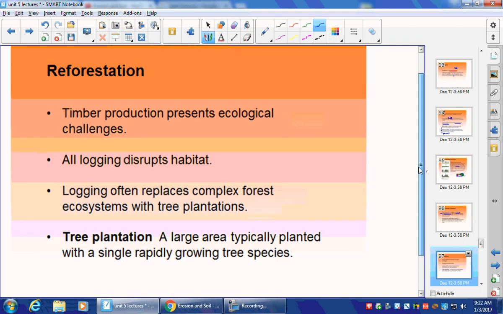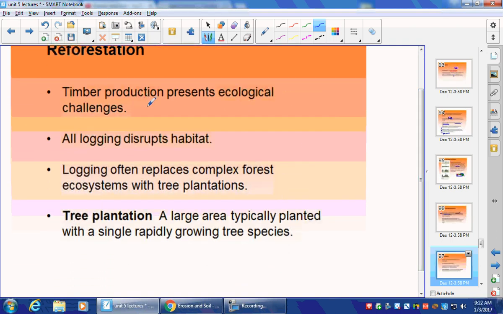Right? So reforestation. Timber production presents ecological challenges. All logging disrupts habitats, obviously. Right? This is a human activity that can affect biodiversity. Right? Logging often replaces complex forest ecosystems with tree plantations. A tree plantation is a large area typically planted with a single rapidly growing tree species. So this is something that we would consider monoculture.